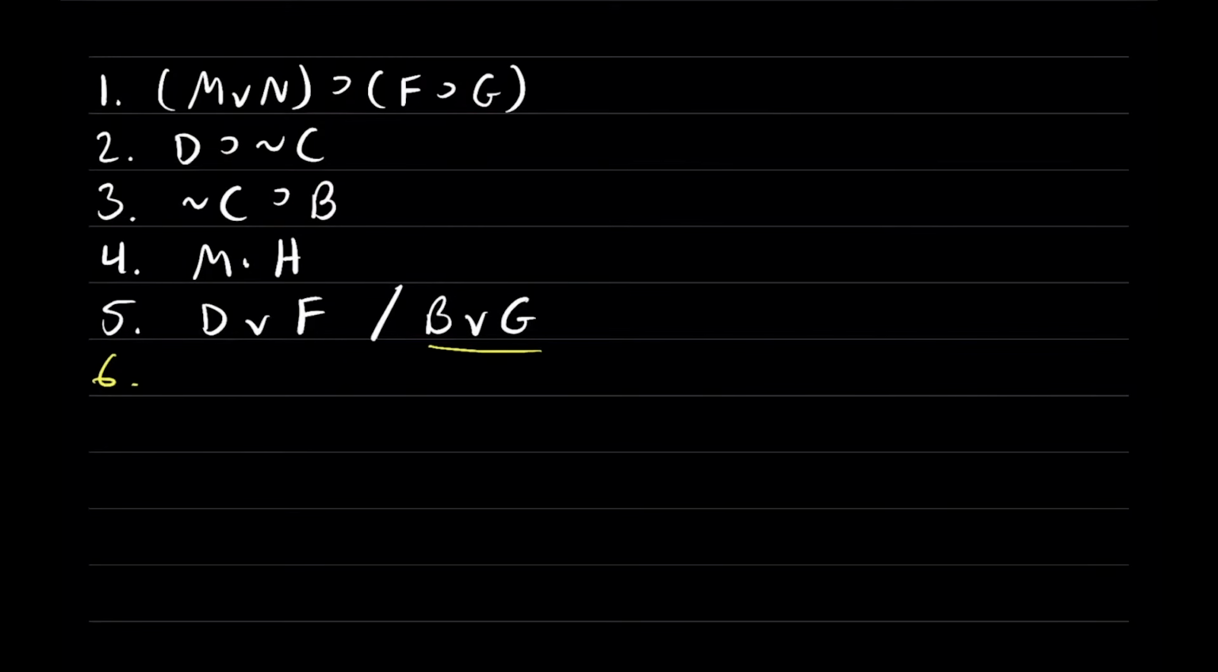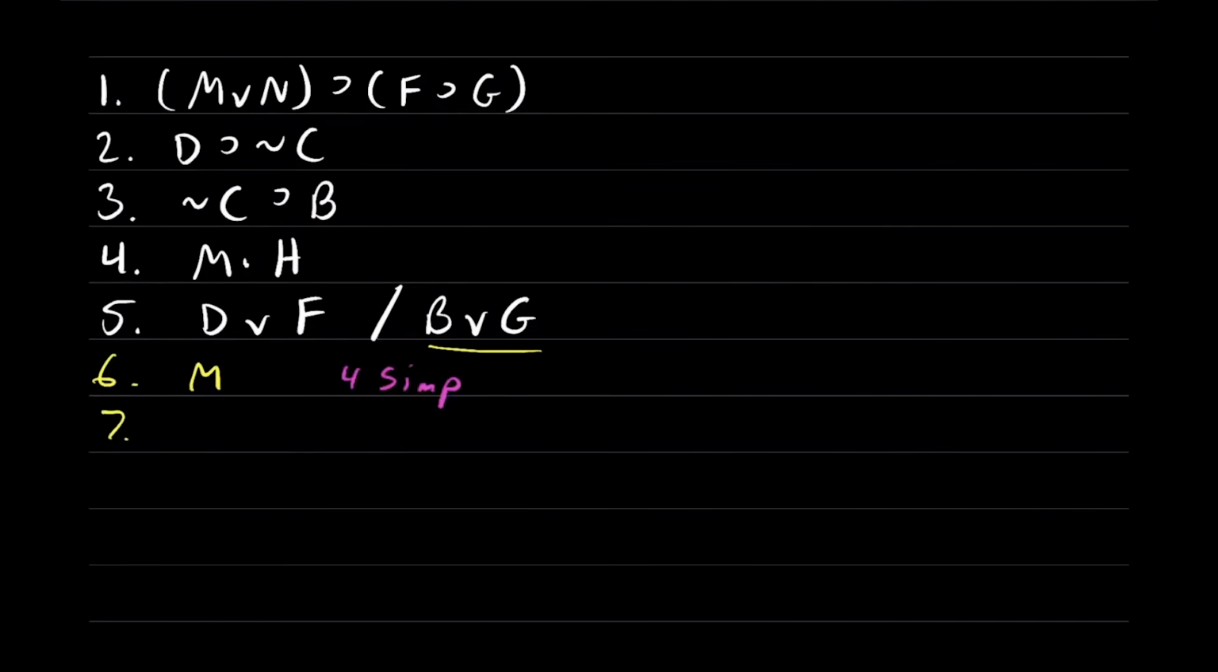Okay, the first thing I notice is that we have a conjunction on line 4, M and H. And if M and H is the case, then M would have to be true. That's going to follow from line 4 by simplification. Now, obviously, H would be true as well, but you don't have a rule that lets you do that yet. In order to do that, H would have to be on the left, and H is not on the left here. Okay.